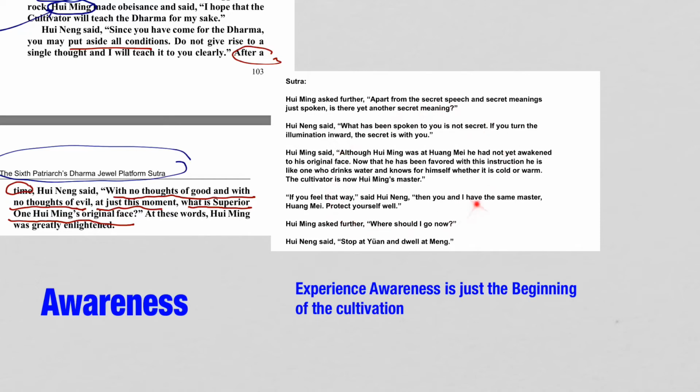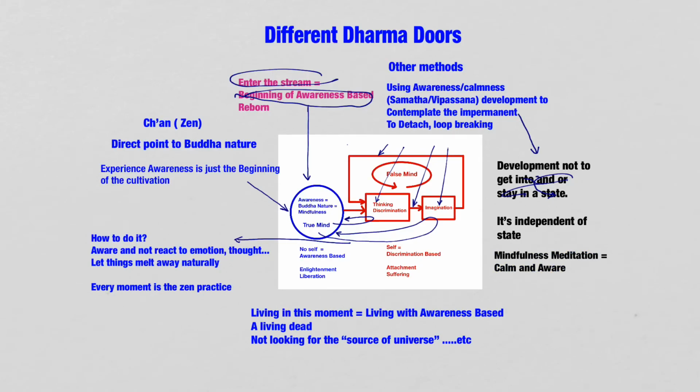In here, Hui Neng, the Sixth Patriarch, tells Hui Ming, protect yourself well. Protect yourself well. After saying all these things, protect yourself well. So what does this protect yourself well mean? How to do it? Protect yourself well is exactly this.